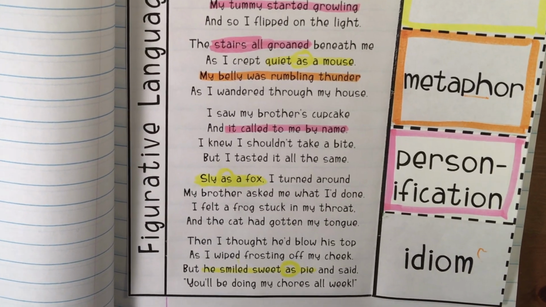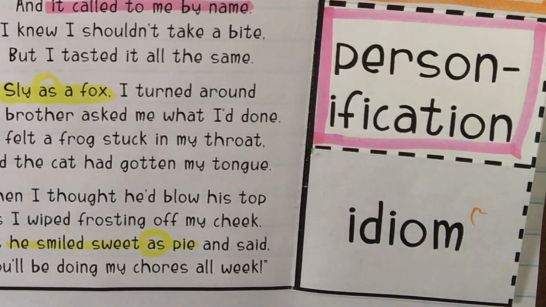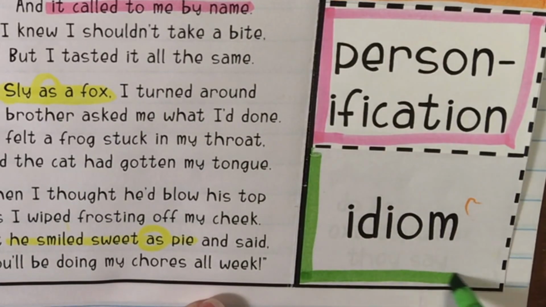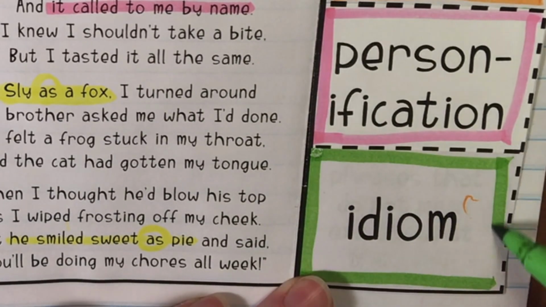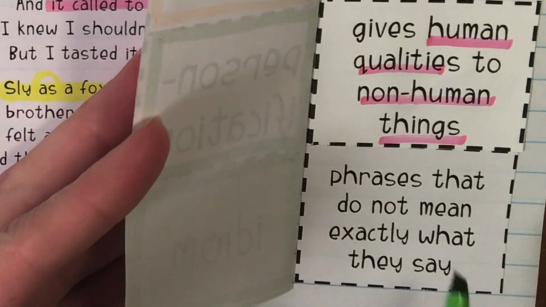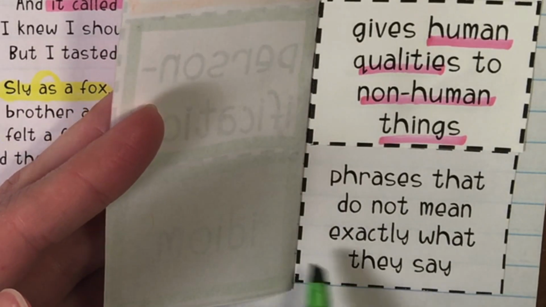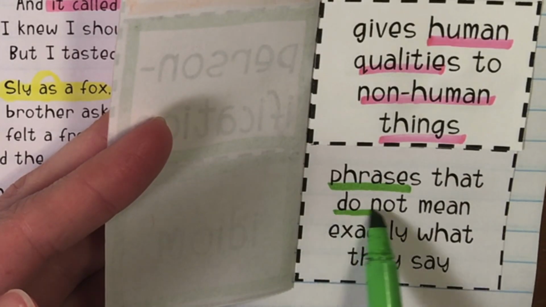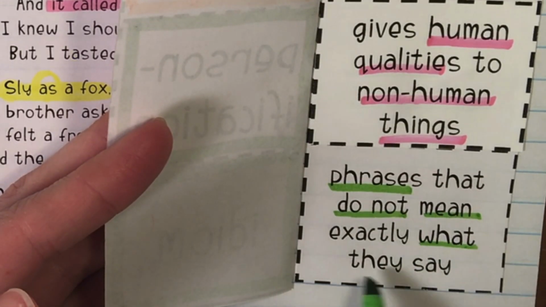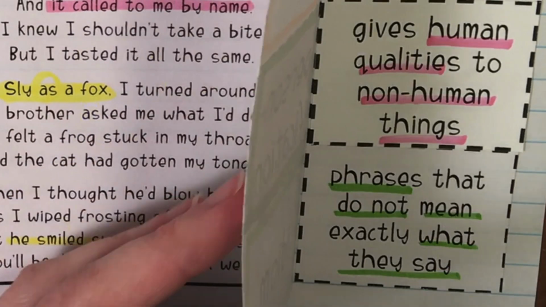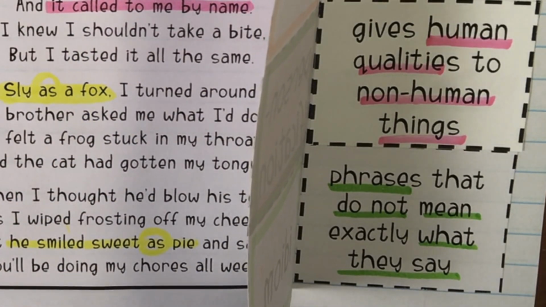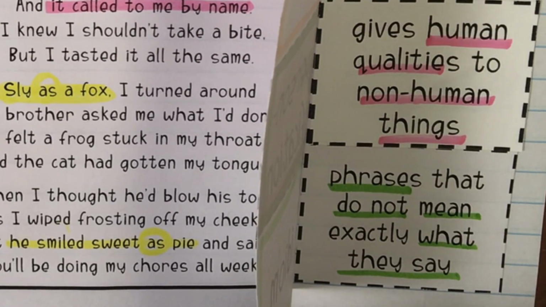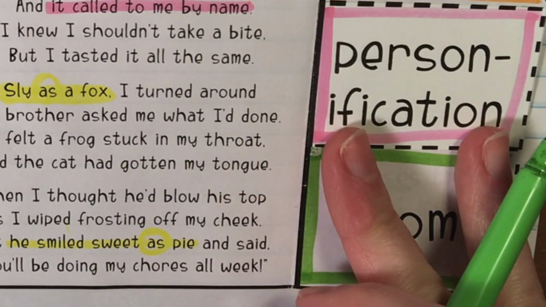All right, we're on the very last one, and this one is an idiom. An idiom, it's kind of a funny word, but we're going to see what it means right here. Phrases that do not mean exactly what they say. So words or groups of words that do not mean what they say. You've probably heard a lot of idioms and you just didn't know that's what it was, but you knew what it meant probably just because of how it was used. So let's look for a few examples here.